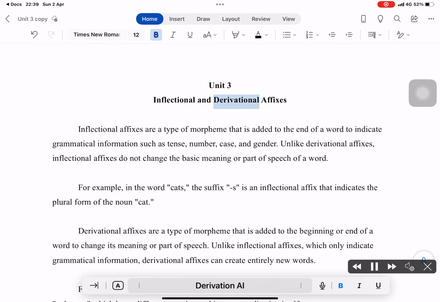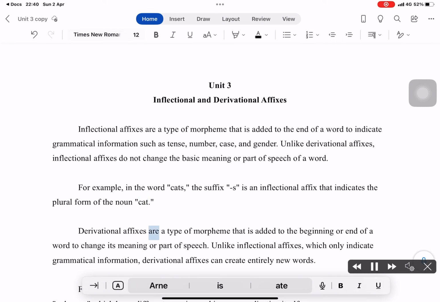Inflectional and derivational affixes. Inflectional affixes are a type of morpheme that is added to the end of a word to indicate grammatical information such as tense, number, case, and gender. Unlike derivational affixes, inflectional affixes do not change the basic meaning or part of speech of a word. For example, in the word cats, the suffix s is an inflectional affix that indicates the plural form of the noun cat.